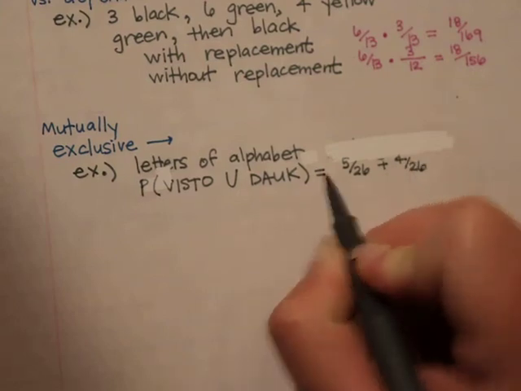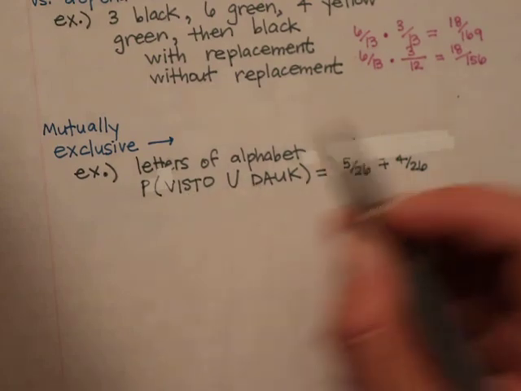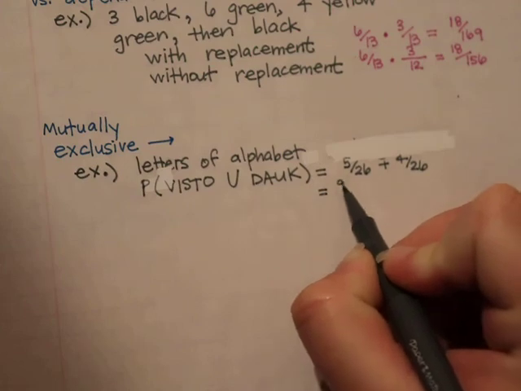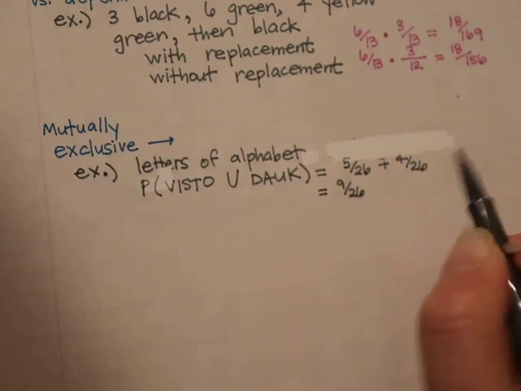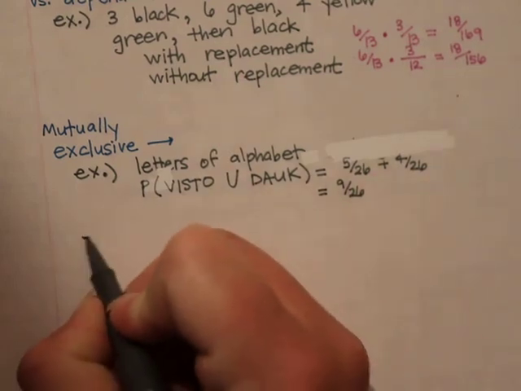So if I just randomly had a bag of letters and I pull a letter out, the probability that it would be from either Visto or from Dauk is 9 out of 26. Those are mutually exclusive because there's no overlap. Okay? And now I want to show you one where there's some overlap.